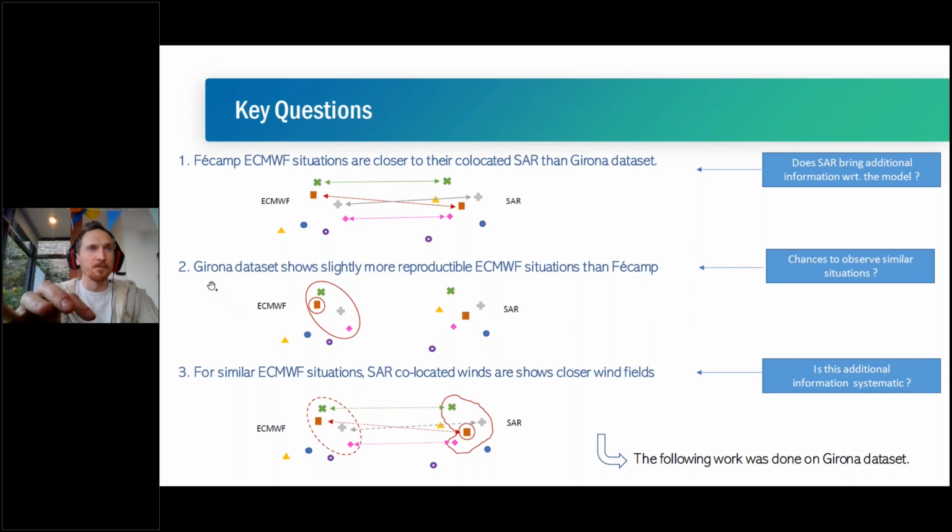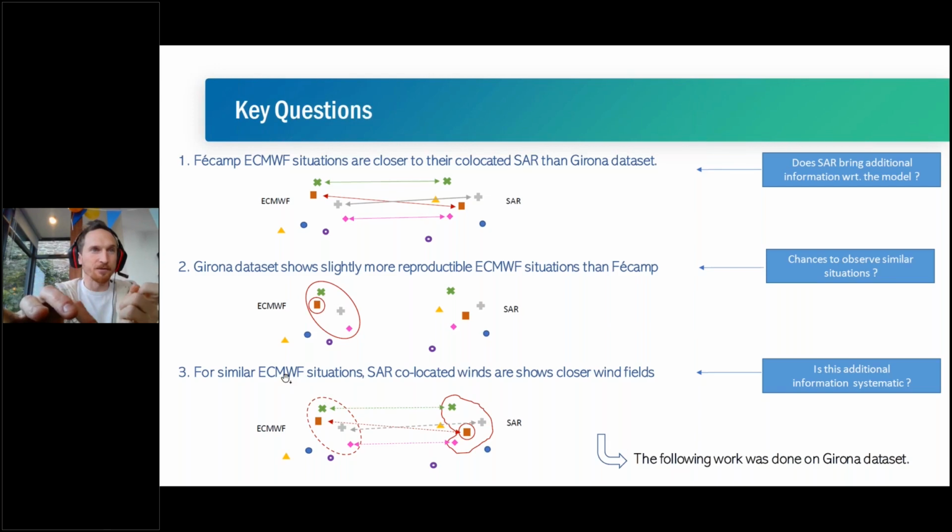Second conclusion of this investigation is that the Girona dataset shows slightly more reproducible ECMWF situations than FECAN, meaning that for a given situation, we're going to have more samples of it. Maybe because we have, let's say, fewer different wind regimes.